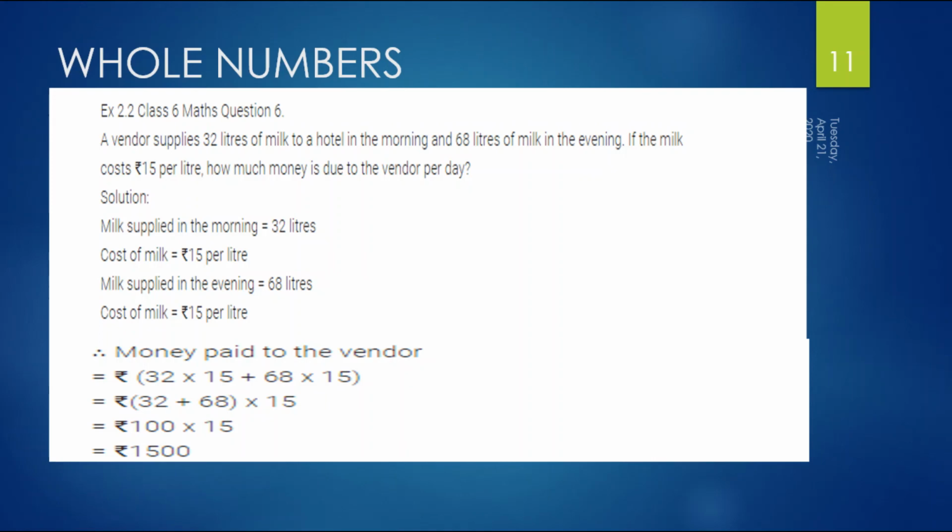Coming to question number 6, a vendor supplies 32 liters of milk in a hotel in the morning and 68 liters of milk in the evening. If the milk costs rupees 15 per liter, how much money is due for the vendor per day?